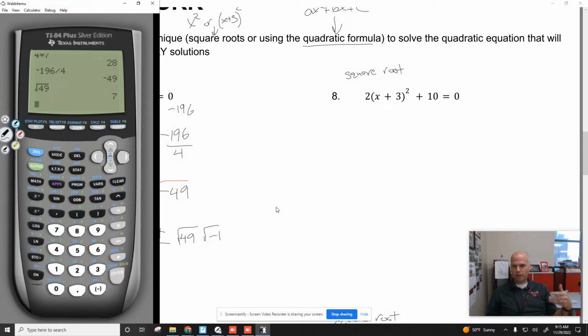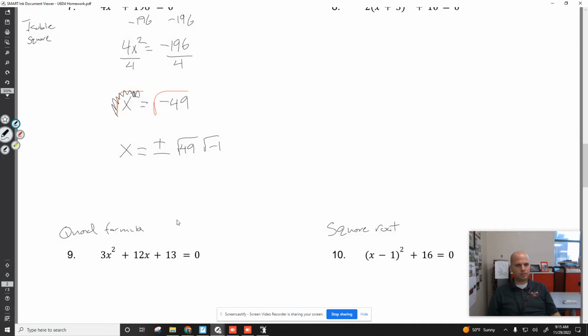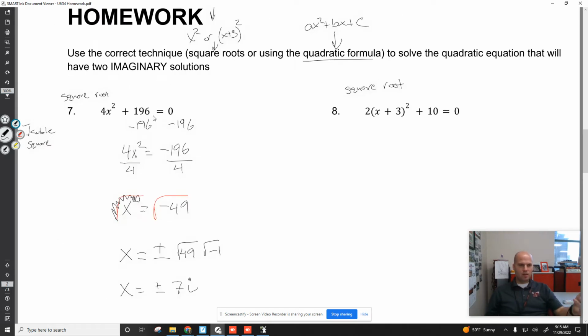Oh, the square root of 49 is a nice number. It's just 7. So I would change the square root of 49 into 7. I would change the square root of negative 1 into i. Positive 7i and negative 7i work in the original equation. These are the solutions, these imaginary numbers, okay?